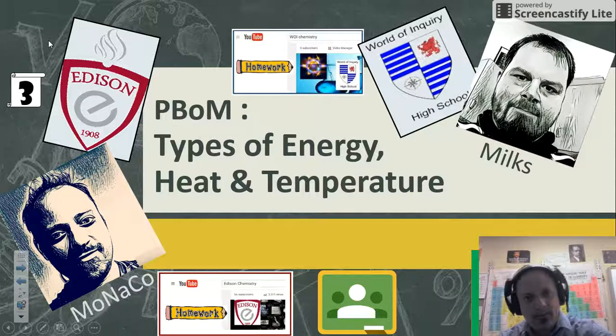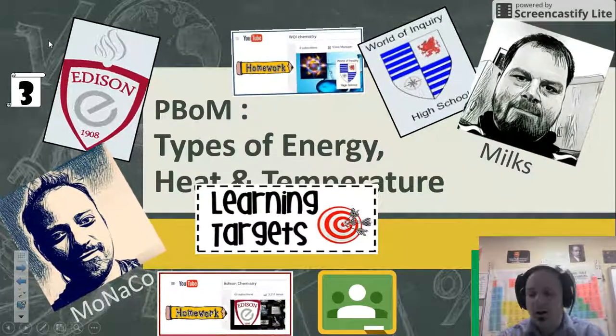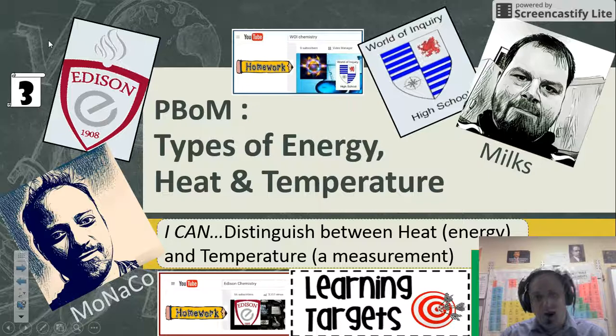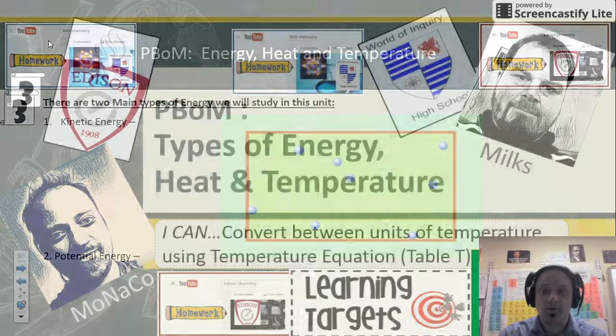Lecture 3 in Physical Behavior of Matter. We're going to talk about types of energy, heat, and temperature. You are going to know how to tell me about heat transfer at the end of this lesson. And you're also going to be able to determine temperatures in Kelvin and Celsius, and convert temperature after this lesson. Okay, so let's get into the meat and potatoes.